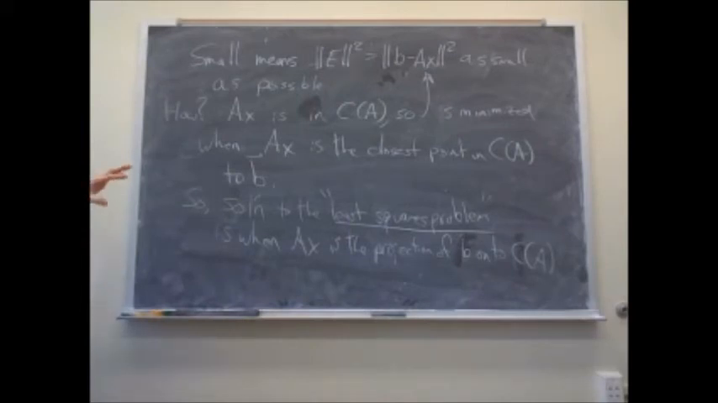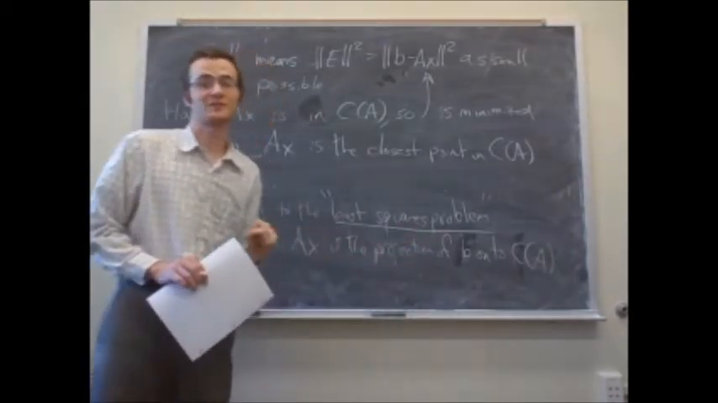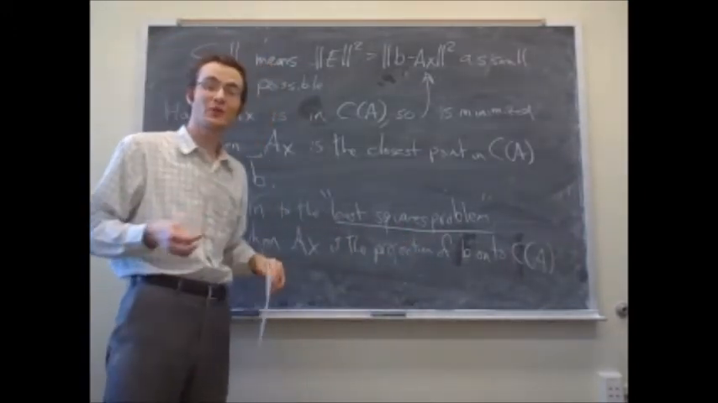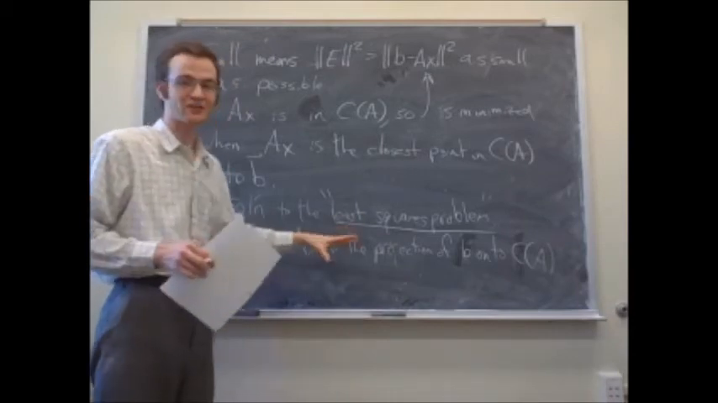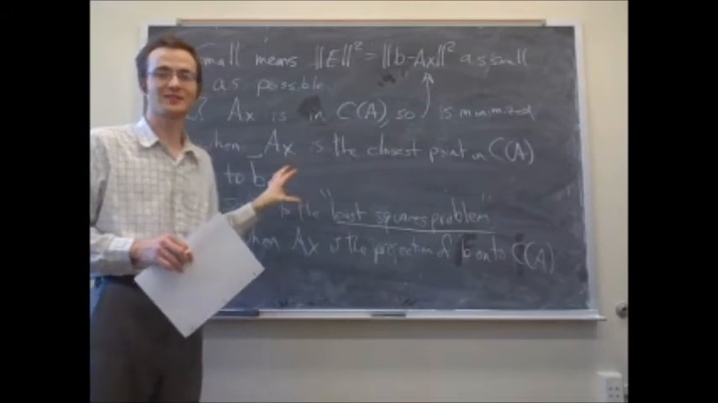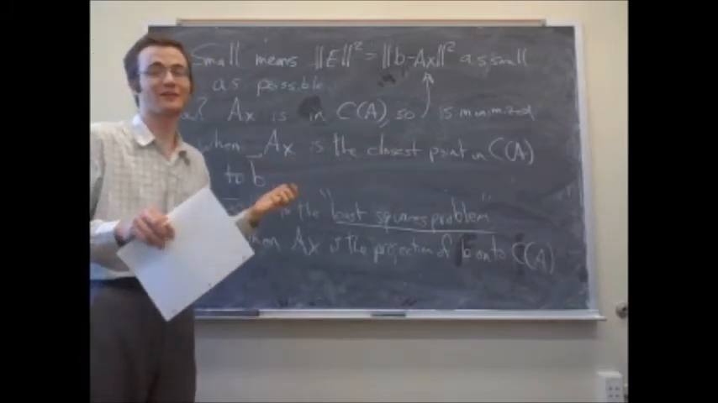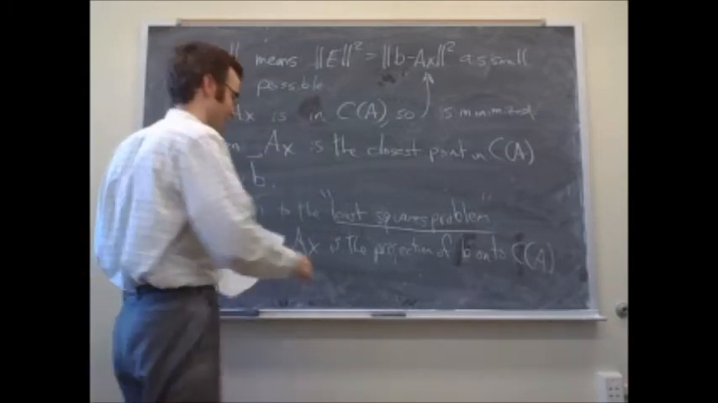So yeah, this is the smallest when A of X is the projection onto the column space. Now, the reason why this is, remember, the projection is by definition the closest point on the column space to our vector. So if we find the closest point, by definition, we're done. We're good. We found it.